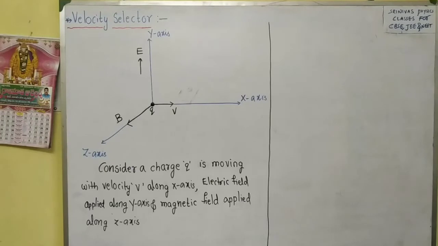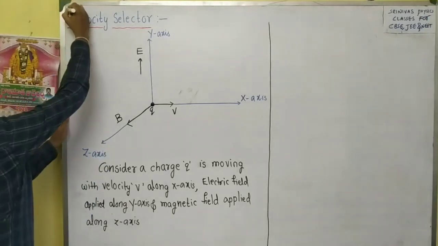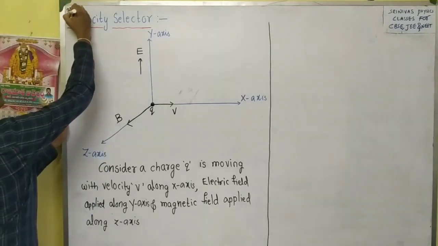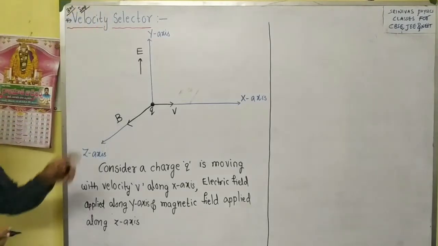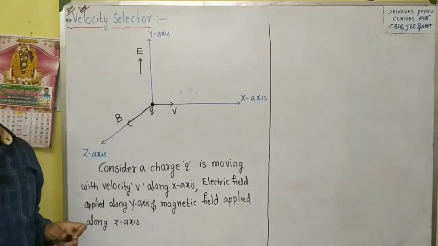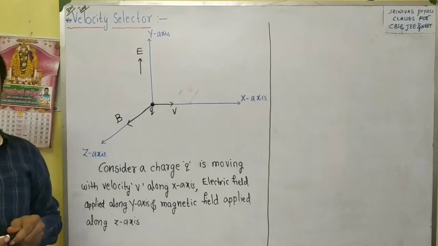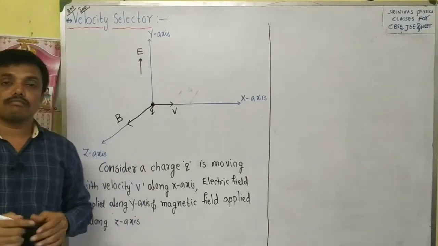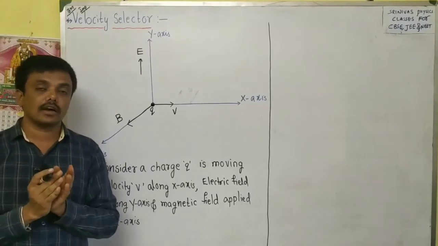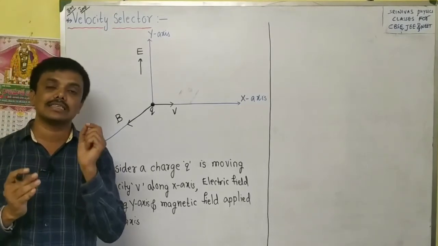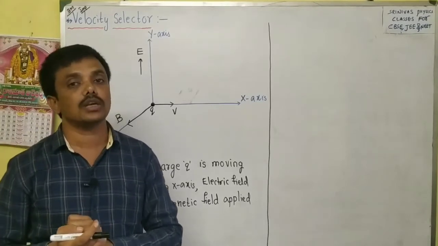Okay, look here, our next topic is the velocity selector. This is very important for the exam. It will be important for the 3 marks question. What is a velocity selector? We are going to derive one formula for the velocity selector. By using that formula, we can select a certain velocity for a charge.